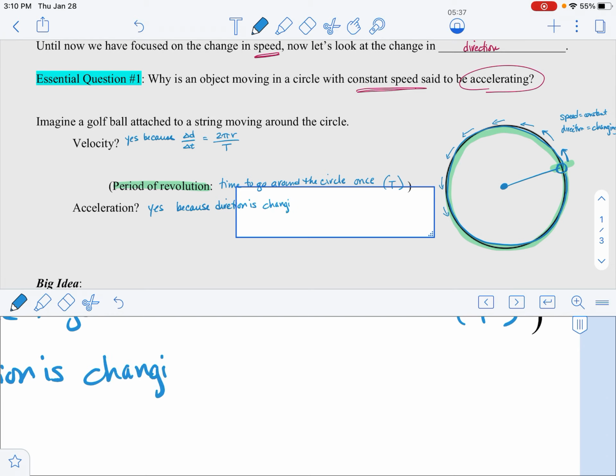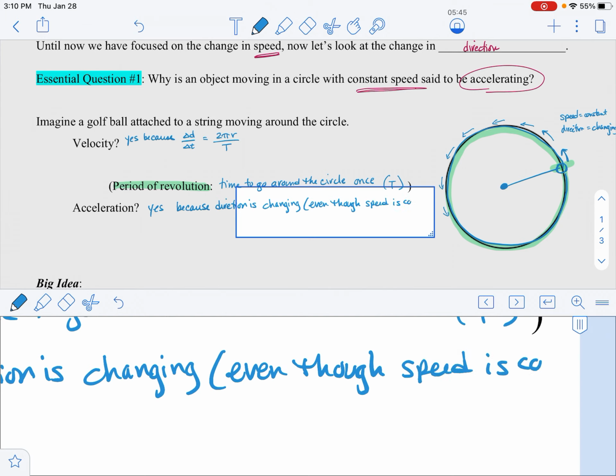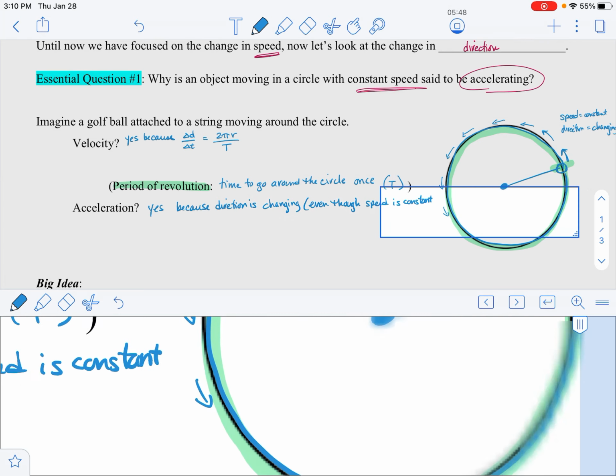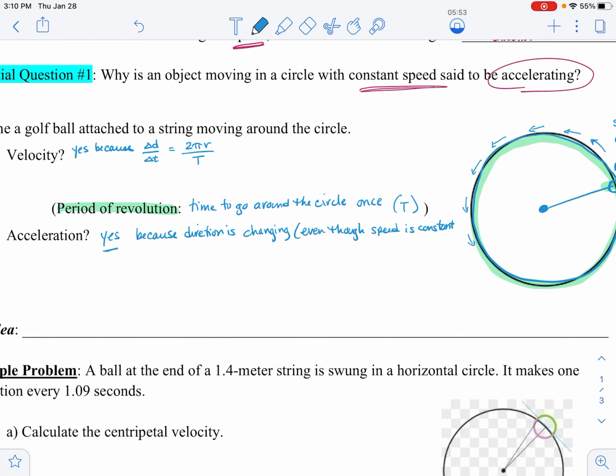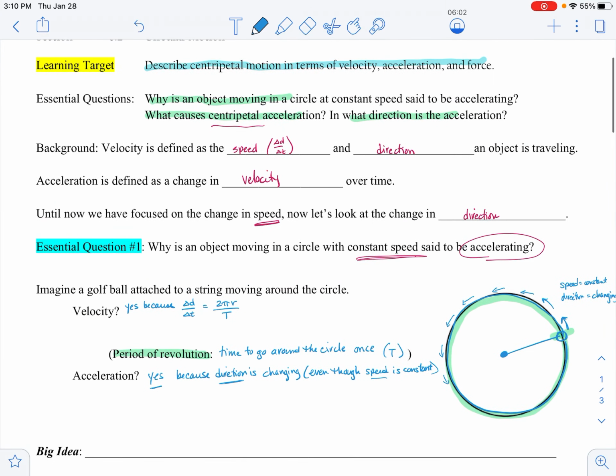Whoops, that should be an I. There we go. Even though the speed is constant, my thing does have acceleration, because the direction is changing even though the speed is constant, right? If you remember back up here at the top, we said that acceleration is the change in velocity over time. Velocity is the speed and the direction. So because the direction is changing, that means the velocity is changing, and that means there's acceleration.